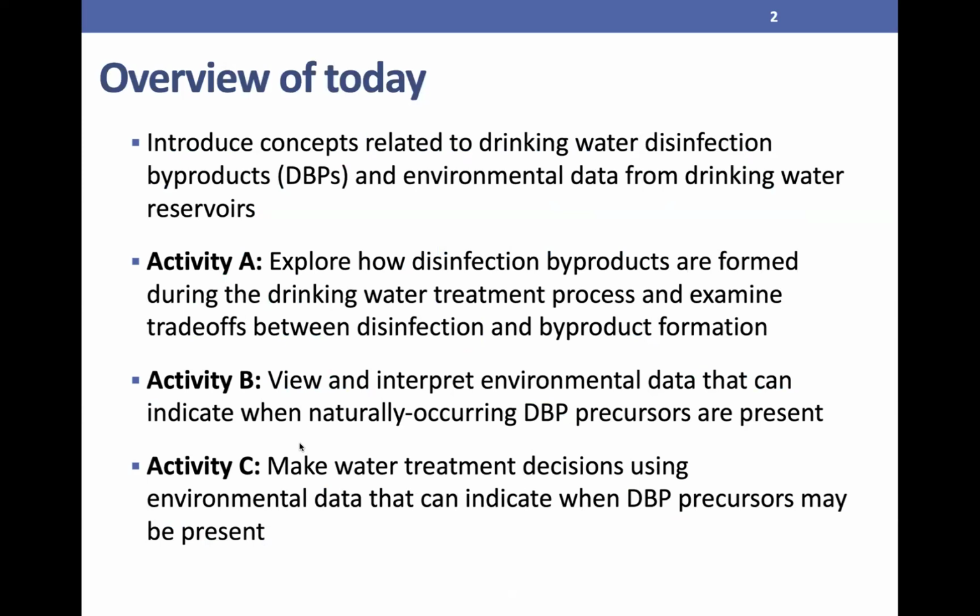This module includes 3 activities, which are all designed to introduce concepts related to assessing water quality and collecting high-frequency water quality data. In Activity A, students will explore how disinfection byproducts are formed during the drinking water treatment process and examine trade-offs between disinfection and byproduct formation. In Activity B, students will view and interpret environmental data that can indicate when naturally occurring DBP precursors are present. In Activity C, students will make water treatment decisions using environmental data that can indicate when DBP precursors may be present.